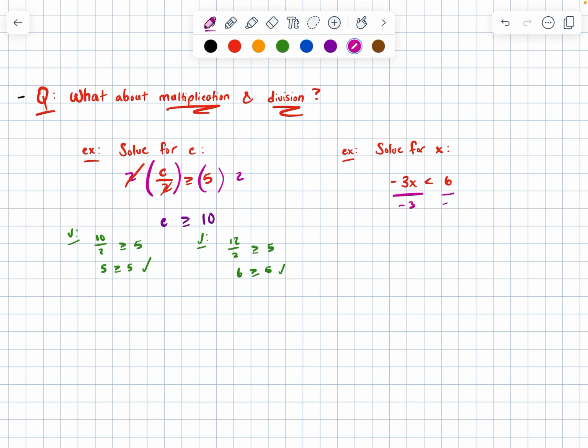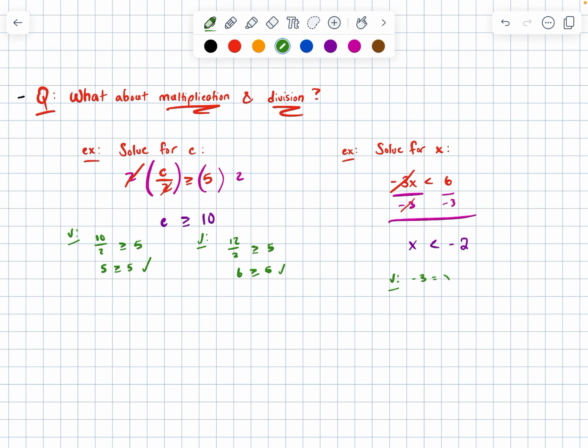Now for our next one. Negative 3x is less than 6. Well, the thing connected to the x is the negative 3. It's connected by multiplication. To undo it, let's use division. So I'll divide both sides by negative 3. On the left side, negative 3 and negative 3 undo each other. I'm left with x is less than 6 divided by negative 3, which is negative 2.